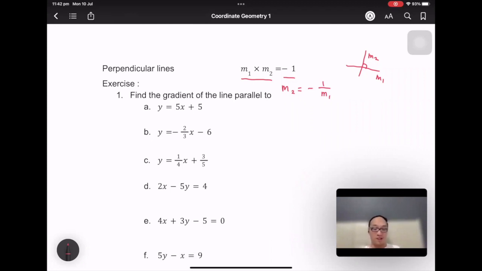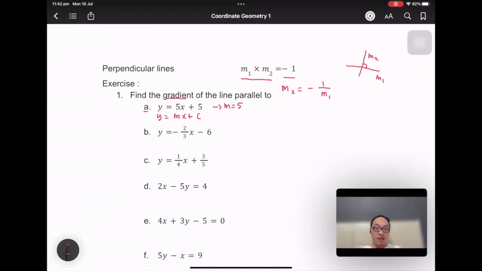Okay, let's see an example. I will choose A. Find the gradient of the line parallel to the line y equals 5x plus 5. Now, we can see that this equation is following the general form, y equals mx plus c. From this equation, we can say that the gradient of the line is equal to 5.